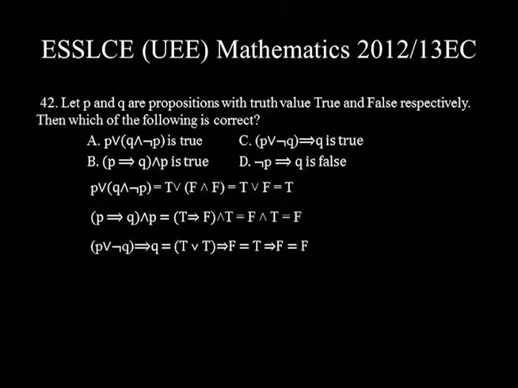Choice D: negation of P implies Q. P is true, so negation of P is false, and false implies false is true. Choice D is also not correct. Hence the correct answer is choice A.